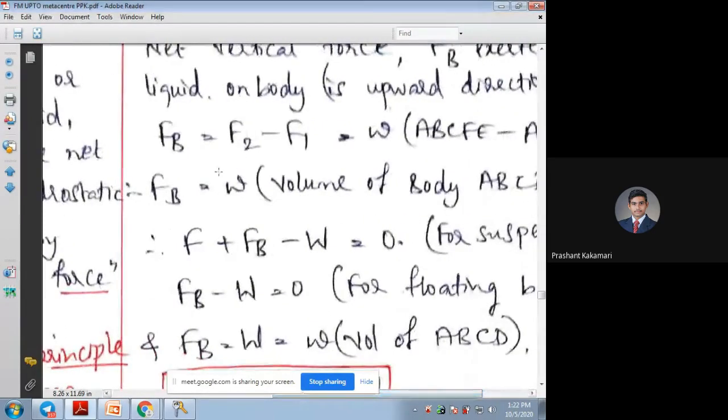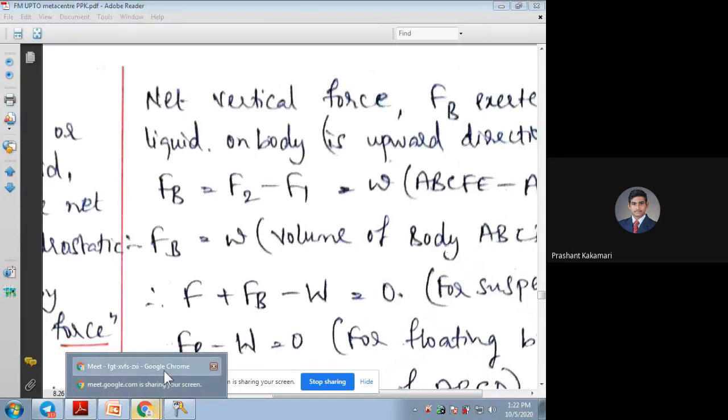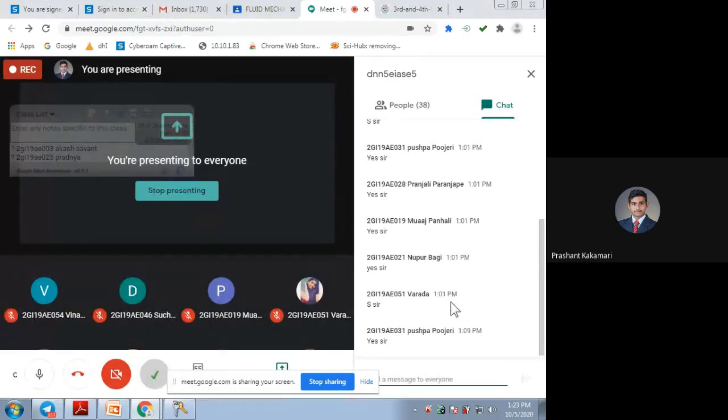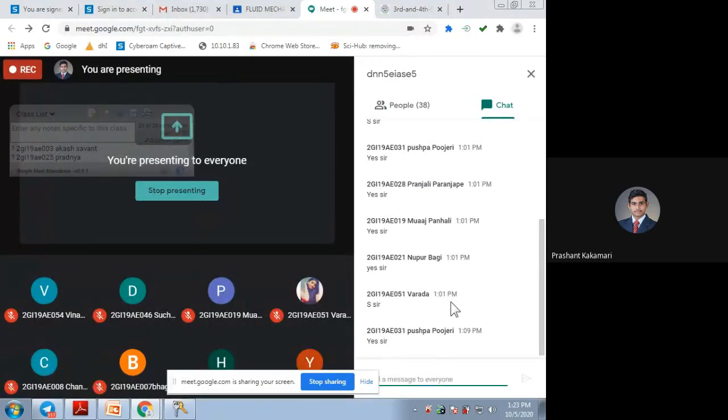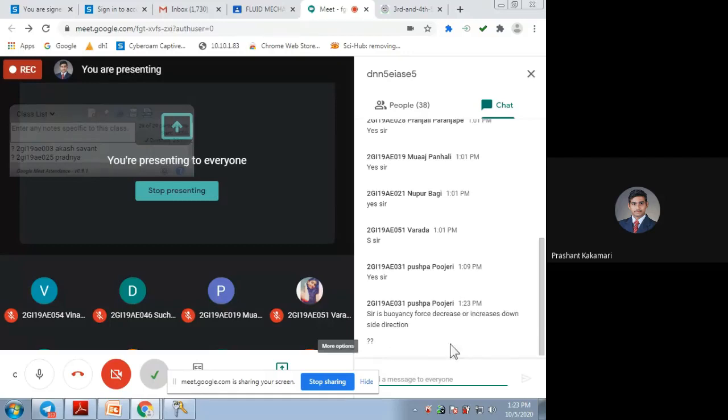Buoyancy force is equal to sum of this F2 plus F1, and we can also consider the difference to find the force due to stone, how much it is acting. So to take the force or the weight, whatever is acting downside direction because of the stone only, then you take F2 minus F1. All of you are understanding? Yes. Does buoyancy force decrease or increase in the downside direction?